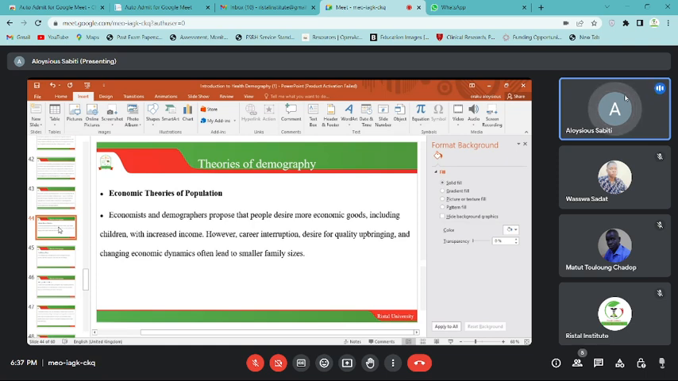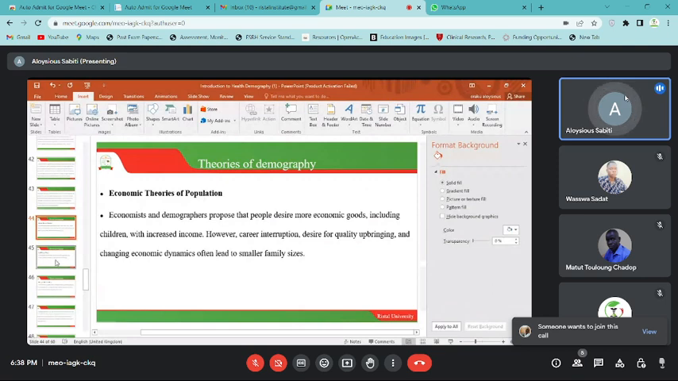And what happens is that economic changes in the society affect the fertility rates of the country. That is why it is called the economic theories of population, because people do a cost benefit analysis. What is the cost of having a smaller family vis-a-vis the cost of having a bigger family? Then, when an individual does the weighing, they are able to decide whether they can have higher or lower families in terms of numbers.